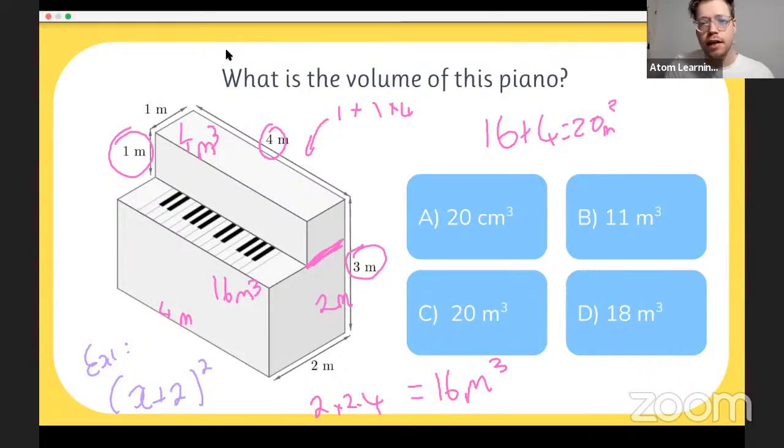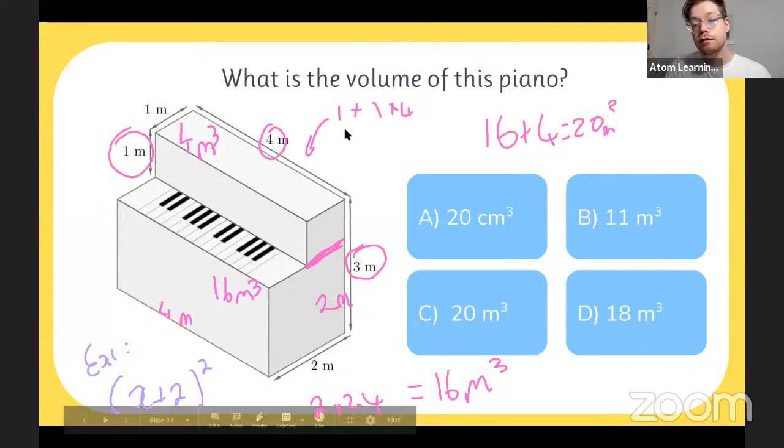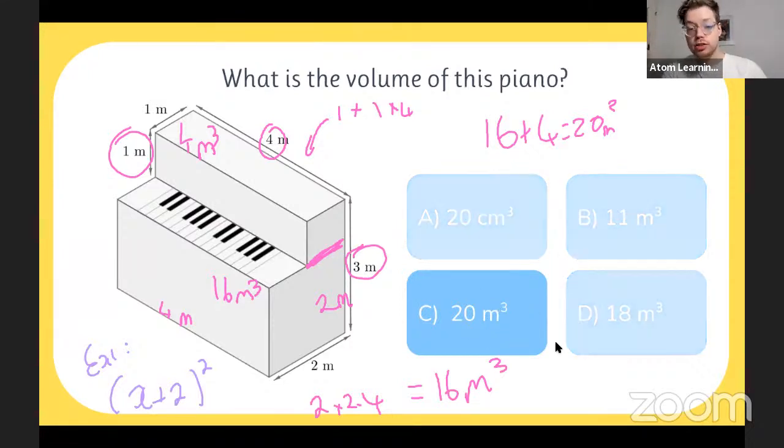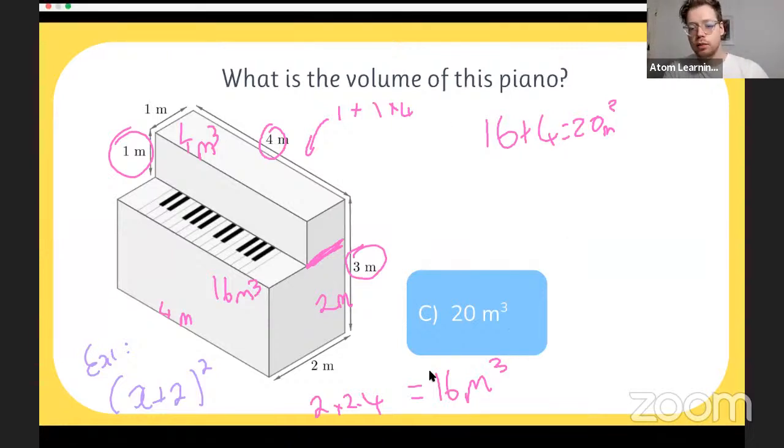Let's see who got that. I think from my look at the poll, the majority of us did go for answer option C. A few of us went for A, which was a red herring. It was centimeters cubed, not meters cubed. Remember to just double check those units, and well done, 20 meters cubed is the answer that we were looking for.